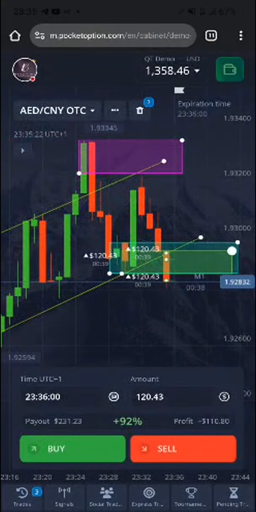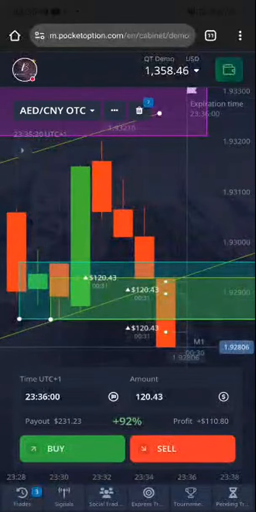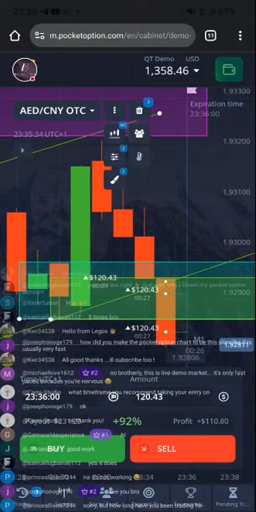I knew this was going to happen at some point. It has started. The thing is, sometimes you don't know when it's going to start. Yes. That aggressive push to the downside.